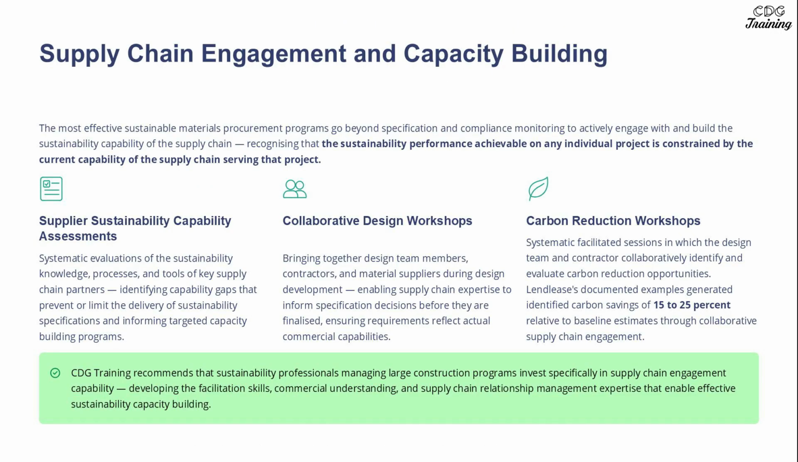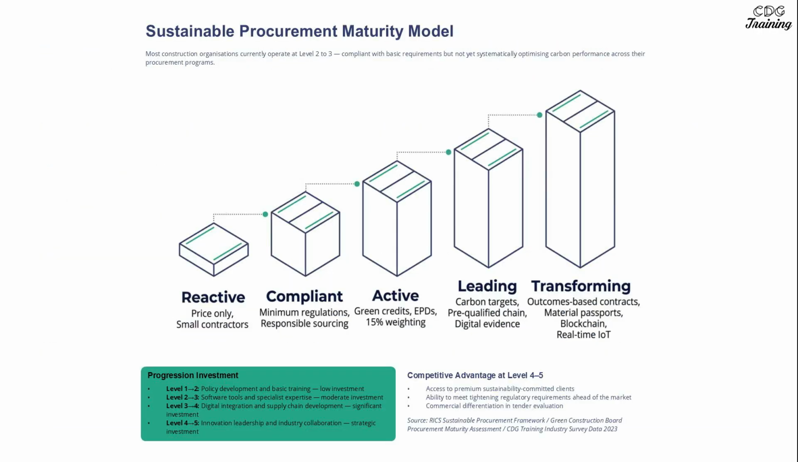Effective sustainable procurement involves engaging the supply chain and building capacity through assessments, workshops, and reduction strategies. This ensures that sustainability is achievable and maintained across projects. The Sustainable Procurement Maturity Model outlines the progression from reactive to transforming practices. This model helps organizations optimize carbon performance and achieve higher sustainability standards.